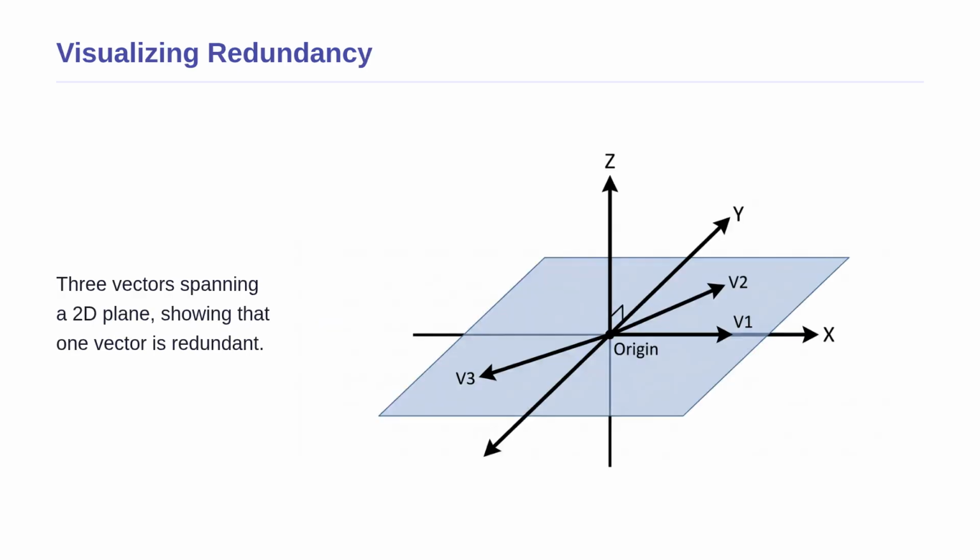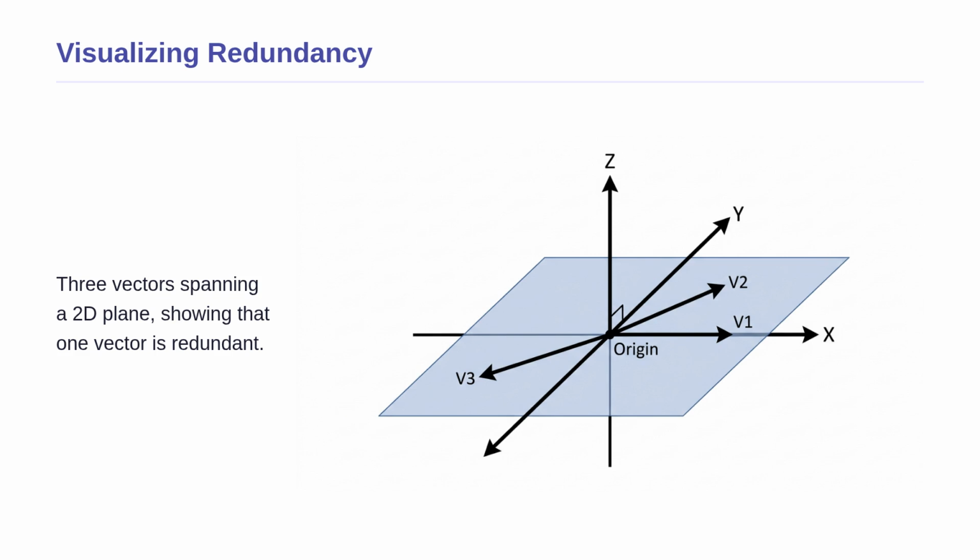Before we calculate anything, let us see this visually. Here we have a 3-dimensional coordinate system with x, y, and z axes. Notice the flat, shaded 2-dimensional plane slicing through it. We have 3 vectors labeled v1, v2, and v3, all lying flat on this single plane. Because all 3 vectors are trapped on a 2-dimensional surface, the third vector does not give us any new direction. It is just a combination of the first 2. So even though we have 3 vectors, the rank or the true dimension of the space they span is only 2.